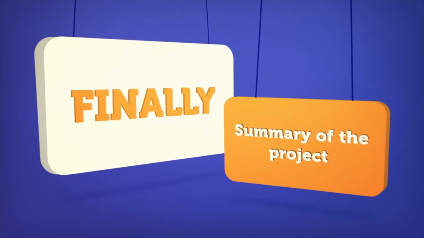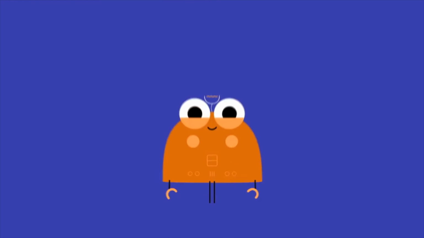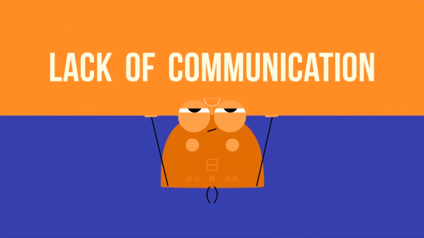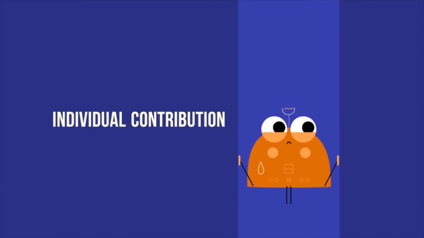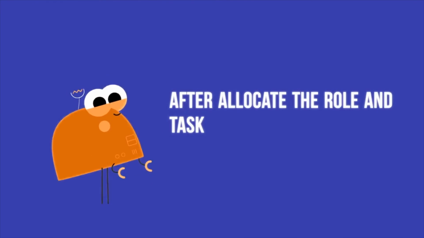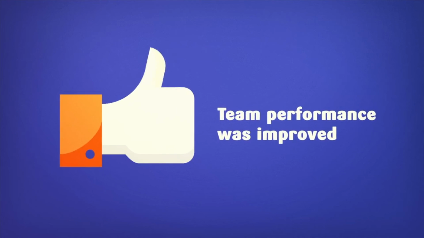Finally, as a summary of our group work, there are mainly 2 problems that occurred in our group. The first is lack of communication in our group at the beginning. Because of the lack of communication, the group members were not able to contribute properly. However, after we divided each person's role and task properly, our group became more organized and the team performance improved as well.